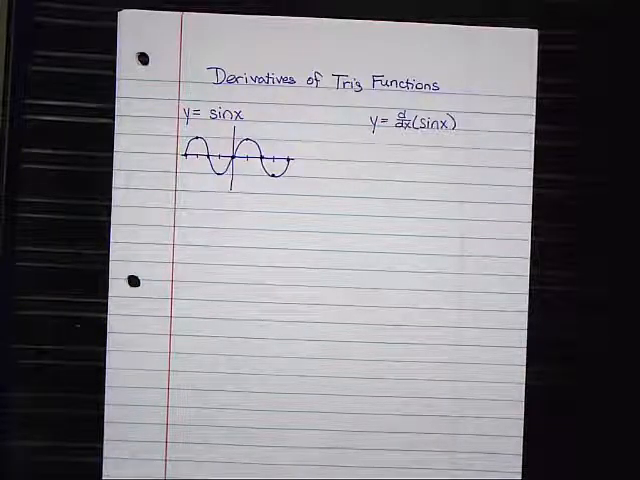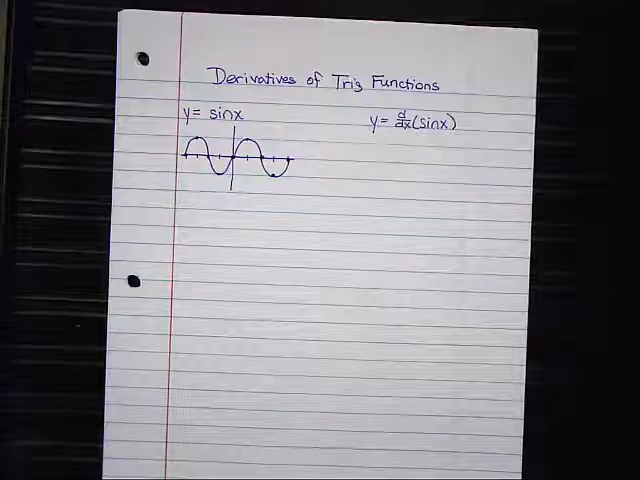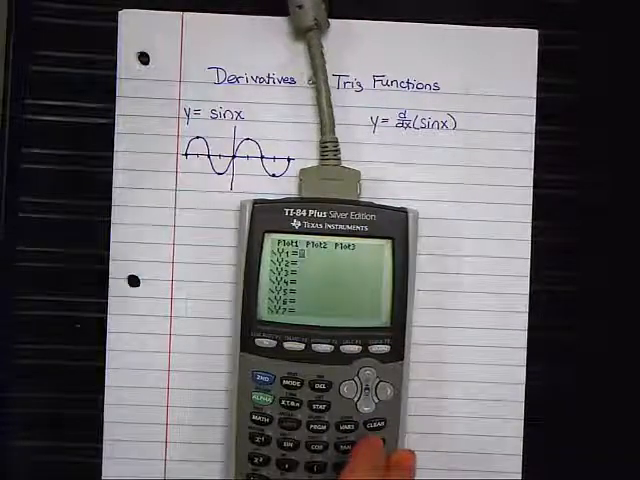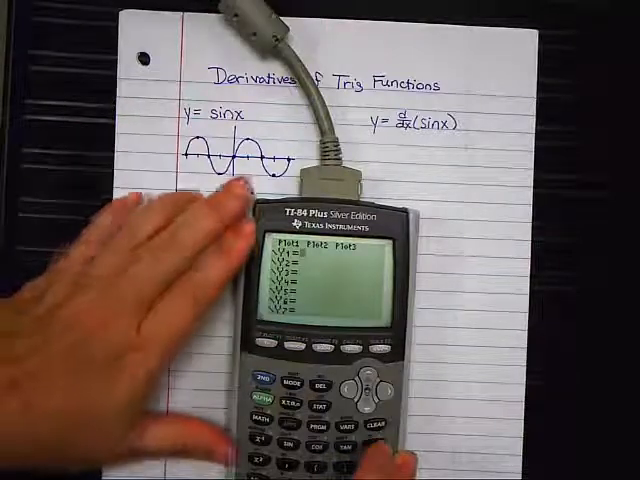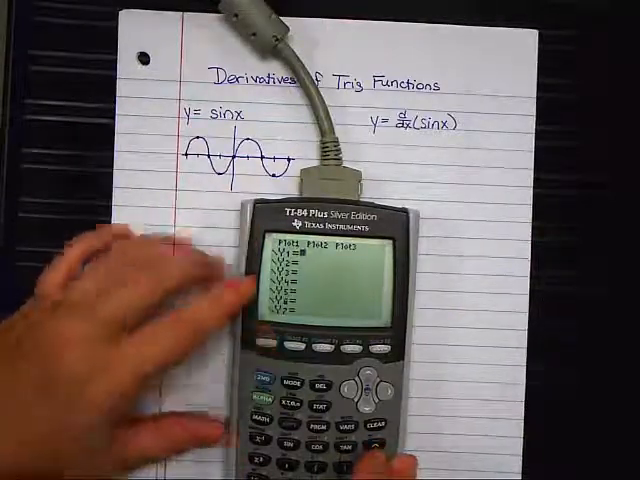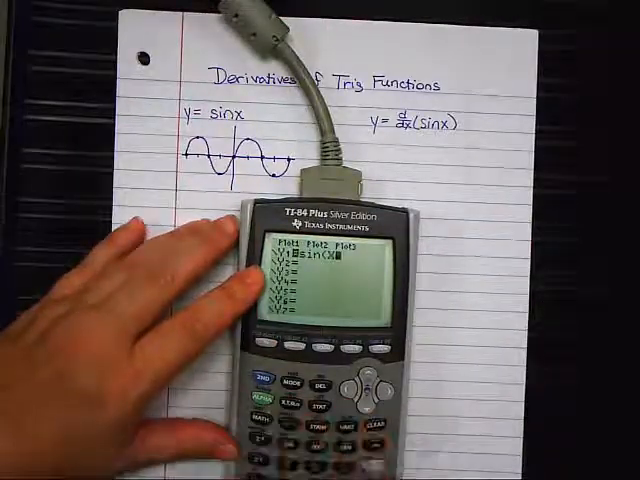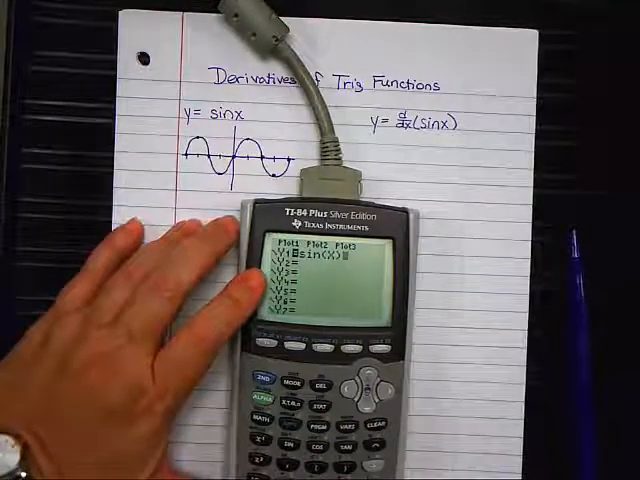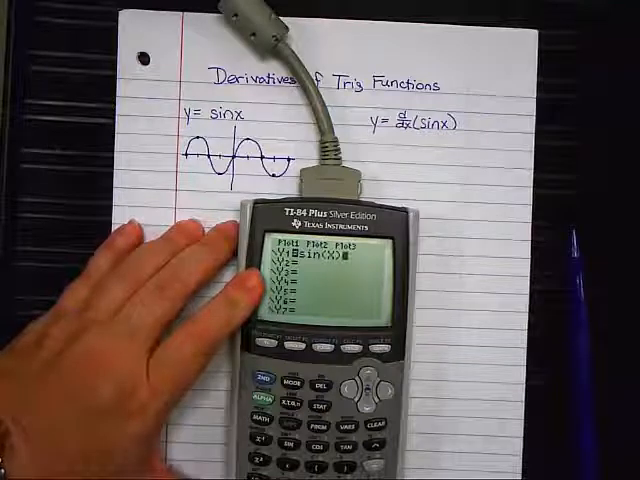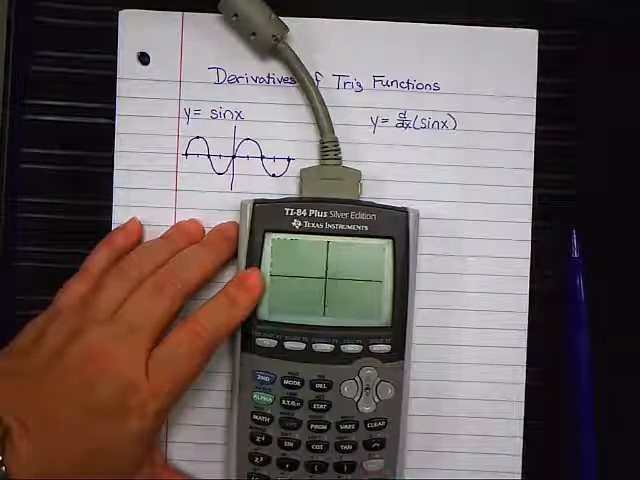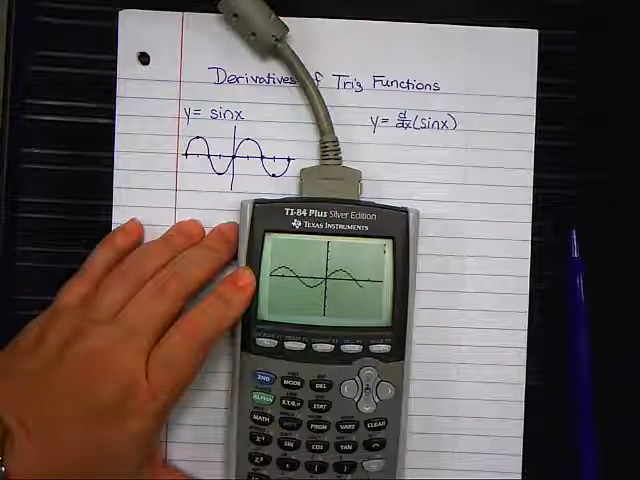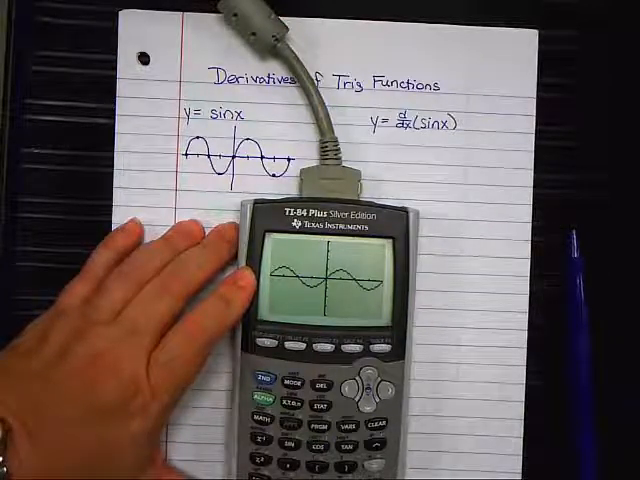So let me clear out all the stuff in my calculator. I'm going to put my calculator right here so you can see it. What I'd like you to do is take your calculator. Please type sine of x into Y1. And I would like you to press zoom 7. Zoom 7 is the standard trig window. Sine of x. Does it match your picture?